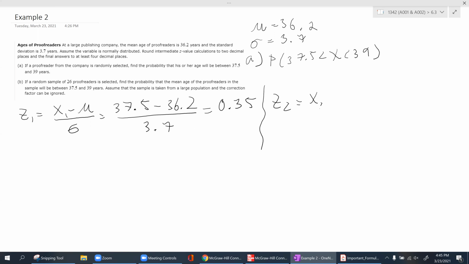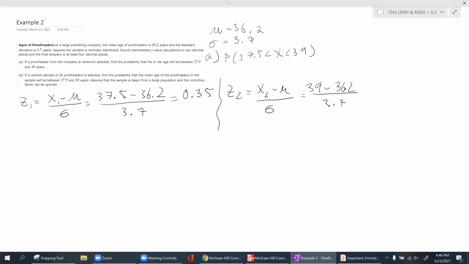For z2, I have x2 minus mu over the standard deviation. My x2 is 39 minus 36.2 over 3.7. I end up getting 0.76.